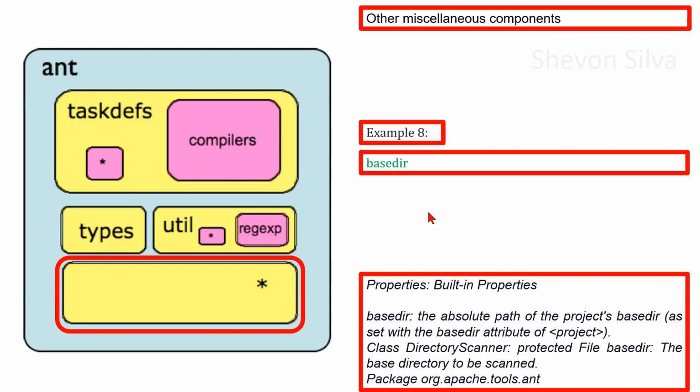Now we are considering built-in properties in properties. Basedir, the absolute path of the project's base dir as set with the basedir attribute of project. With regard to API, we can consider class DirectoryScanner, protected File basedir, the base directory to be scanned. This is in the package org.apache.tools.ant.